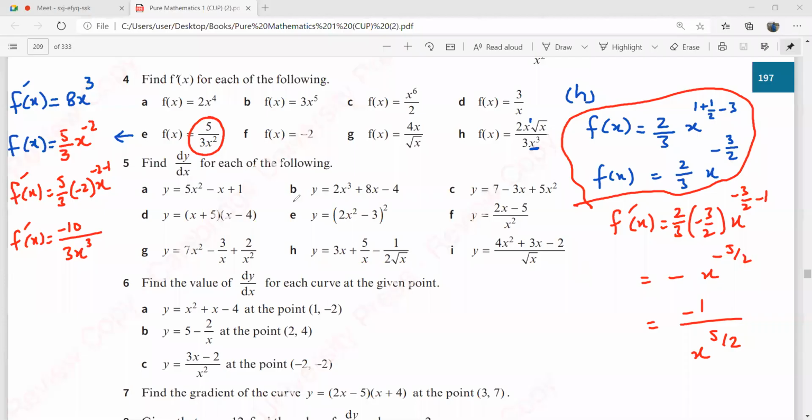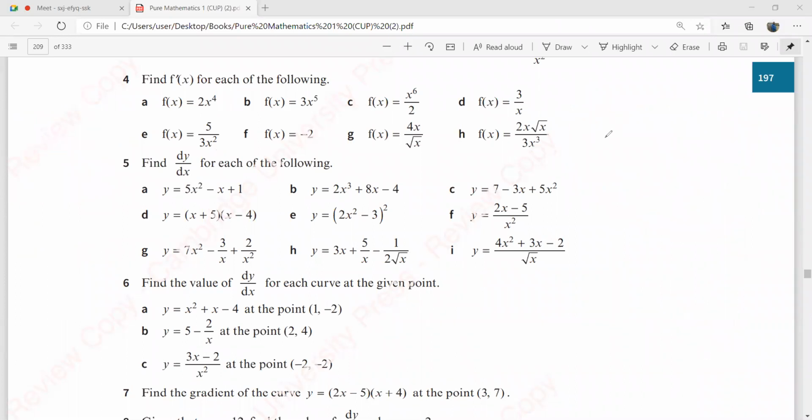Okay, now we're going to move on to question number 5. Before I go to question number 5, guys, if you really learn the derivative of under root x by heart, this is really going to be handy. Please remember the derivative of under root x is 1 over 2 under root x.